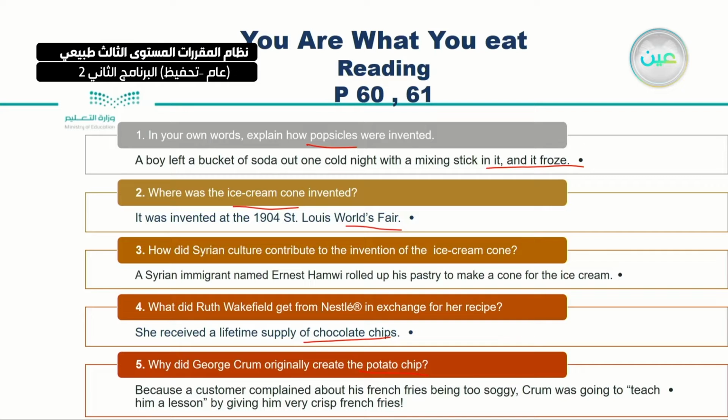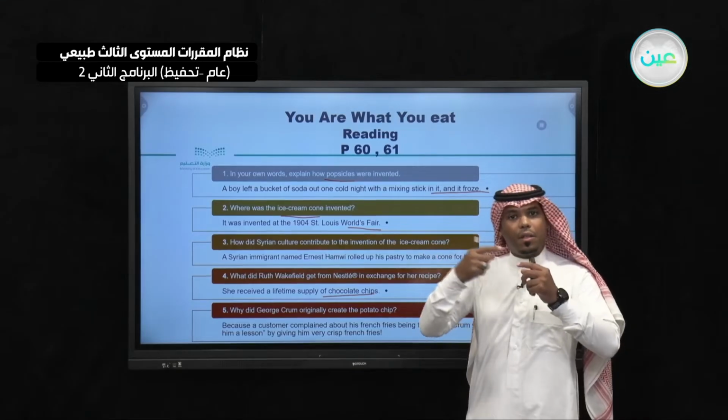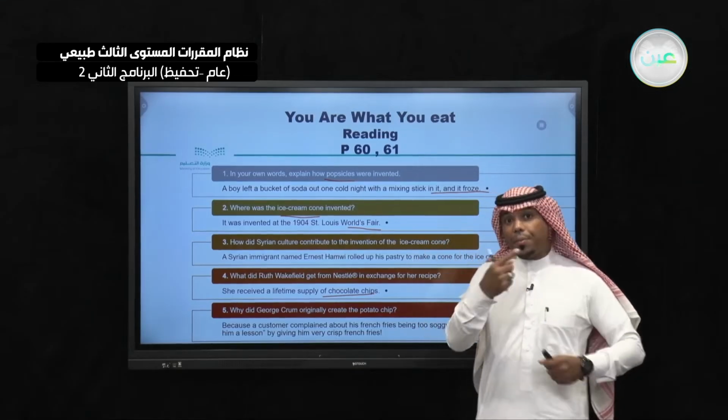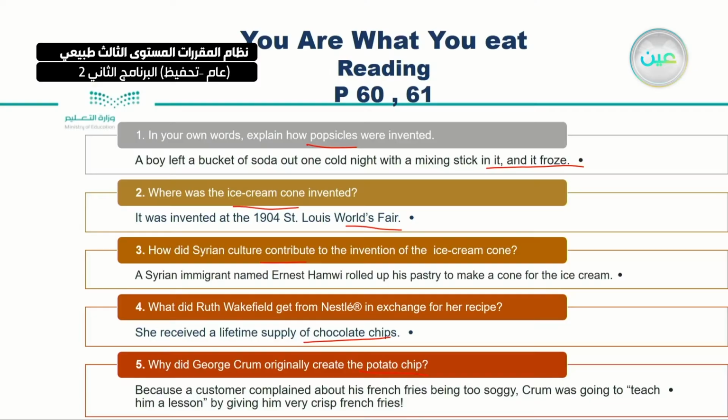Number 3, how did Syrian culture contribute, participate, or help in some way to the invention of the ice cream cone? Do you remember the pastry? The Syrian immigrant, his name is Ernest Hemingway, rolled up his pastry to make a cone for the ice cream. Number 4, what did Ruth Wakefield get from Nestle in exchange? A lifetime supply of the chocolate chips.